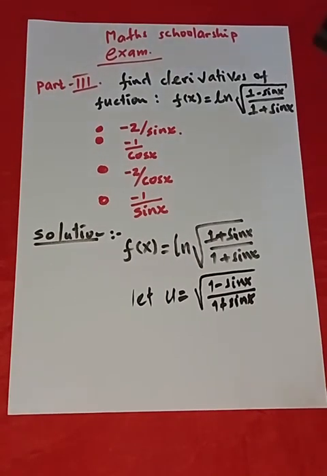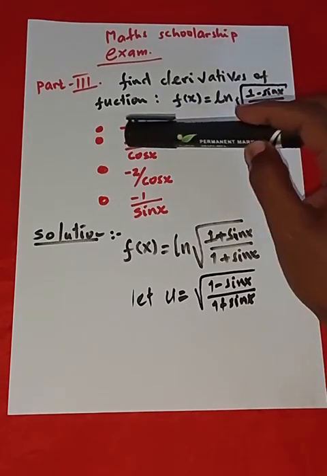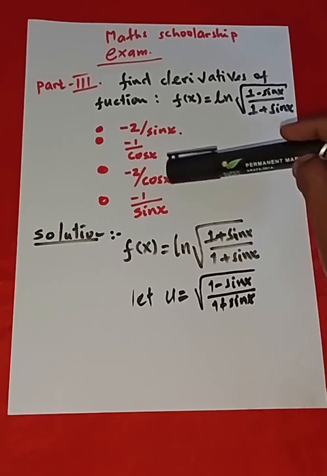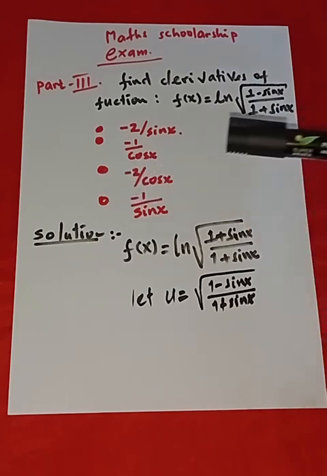This is Maths Scholarship Exam Type Question, Part 3. Find the derivative of the function f of x equals ln of the square root of (1 minus sine of x over 1 plus sine of x). Choose A, negative 2 over sine x. Choose B, negative 1 over cos x. Choose C, negative 2 over cos x. Choose D, negative 1 over sine x.